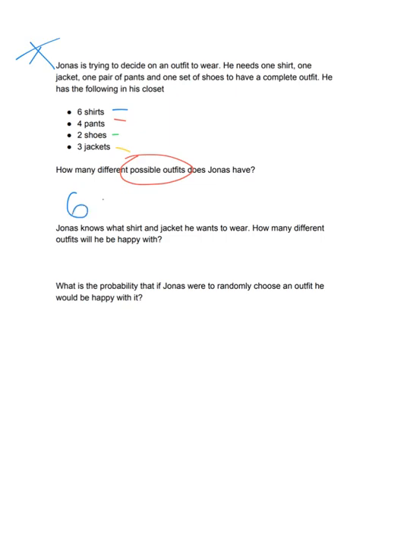6 shirts times 4 pants times 2 shoes times 3 jackets. If we multiply all of those together, we would come out with the possible number of outcomes. In this case, it would be 144 possible outfits. So that would be the possible outcomes, the possible number of outfits.